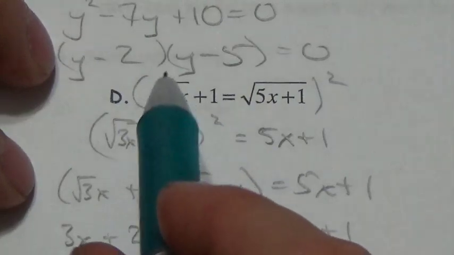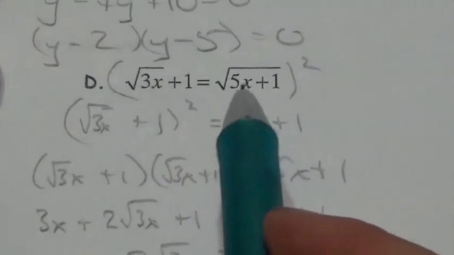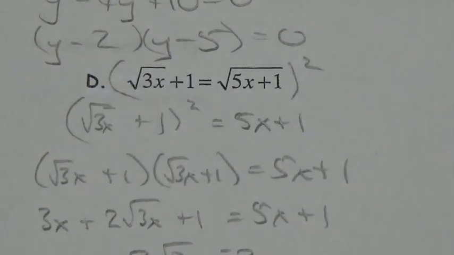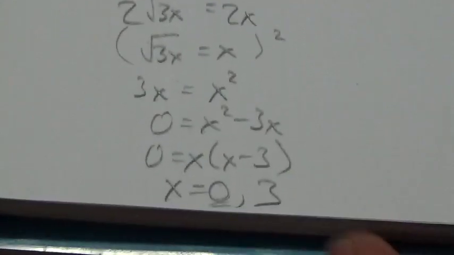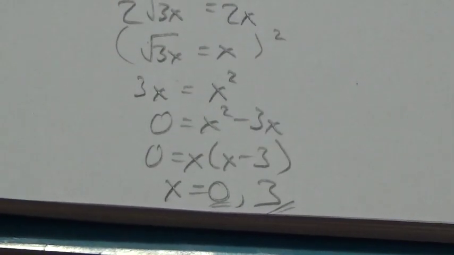Let's check 3. 3 times 3 is 9, square root of 9 is 3, plus 1 is 4, okay. 3 times 5 is 15, plus 1 is 16, square root of 16 is 4. Well, so this is a neat example, because in this case, both of those answers work. I've got 2 different solutions, and both satisfy the equation. That's awesome. All right, let's do another one.